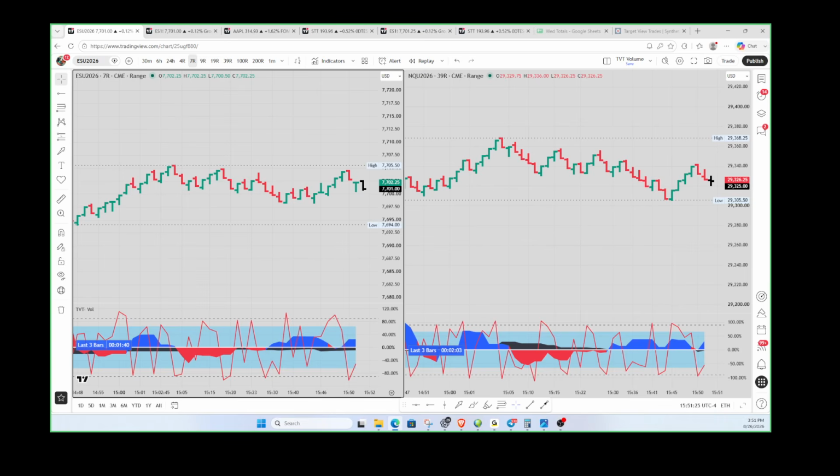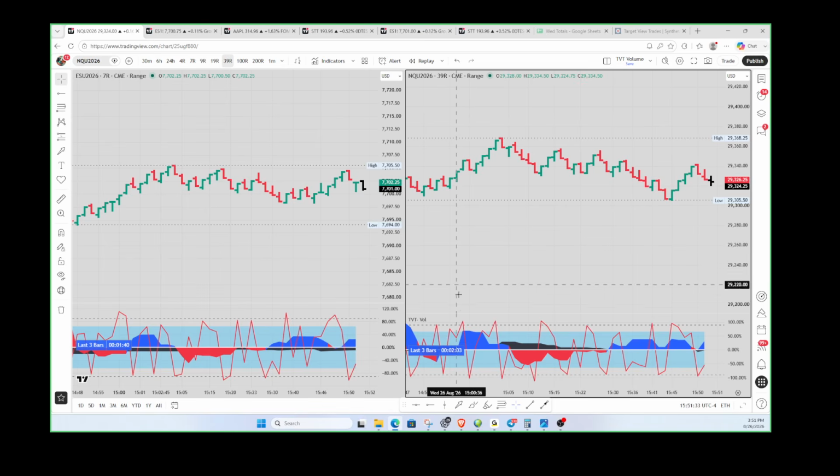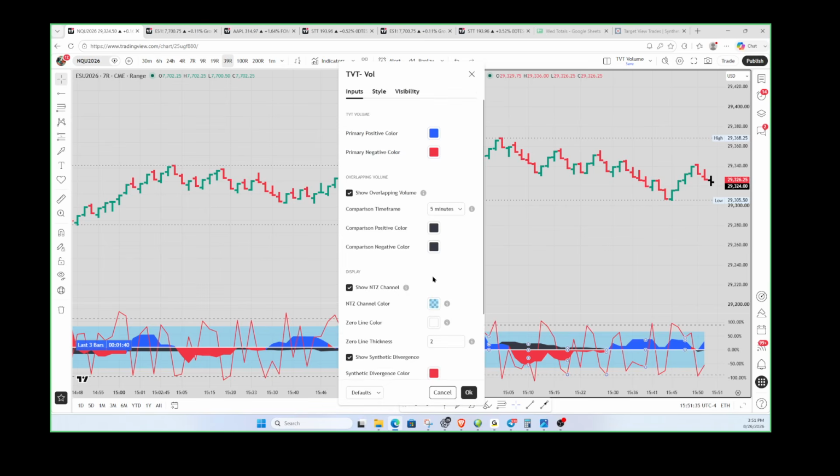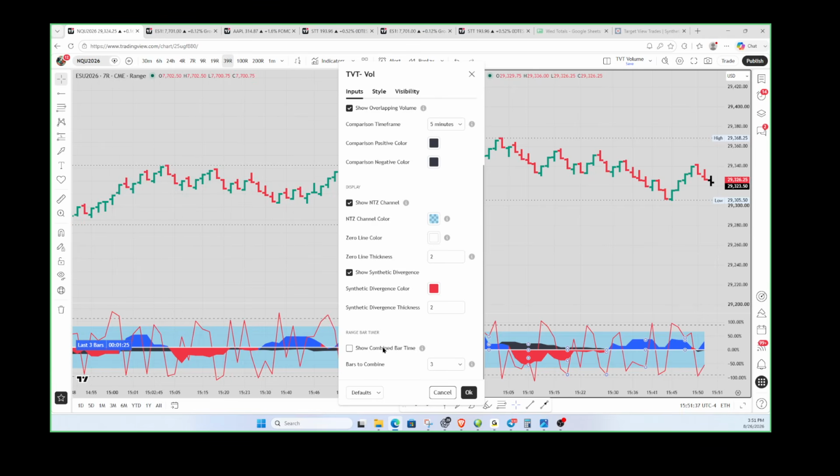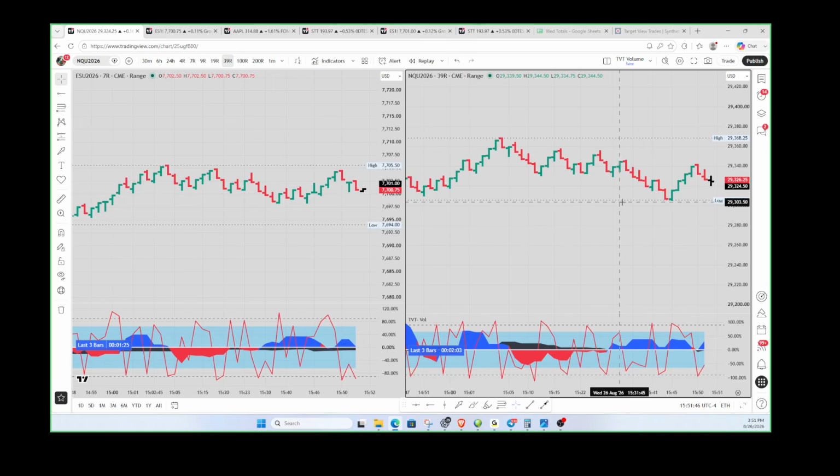Okay. How do you get the blue box in the middle of the TVT to appear? You mean this thing right here? That one? Yes. That Ross is down here at the bottom. This shows combined bar time. Okay.